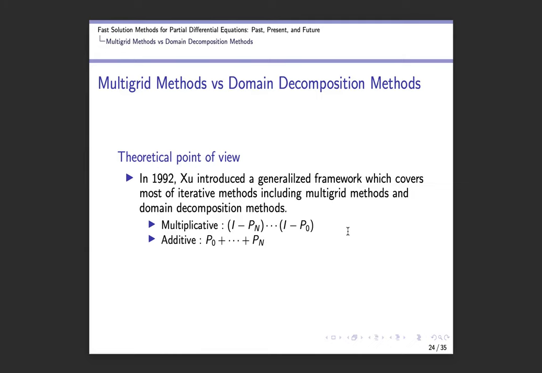There are several conditions, and the most important condition is this one, stable decomposition. So u is decomposed into several functions u_i associated with the spaces V_i, from i equals 0 to N. And the sum of the energy of these decomposed functions is bounded by some constant times the original energy. Then we can expect a convergent iterative method. This is quite important for analysis as well as for the computational construction.